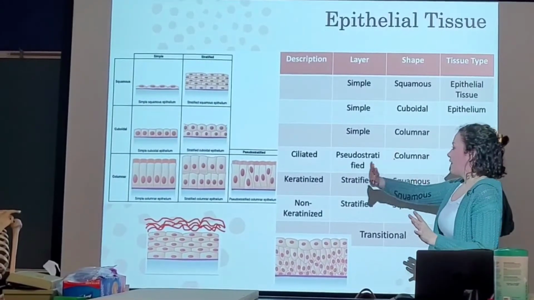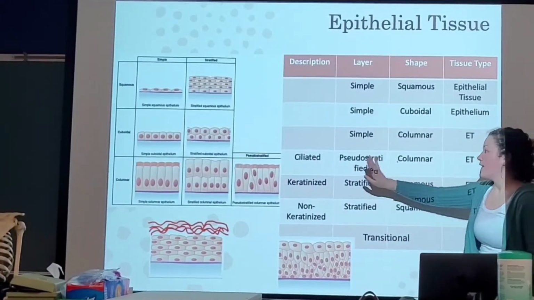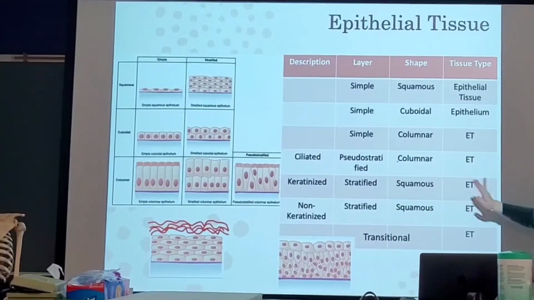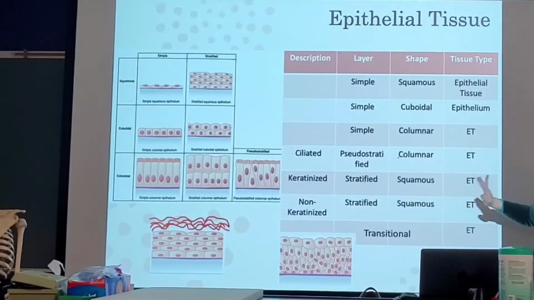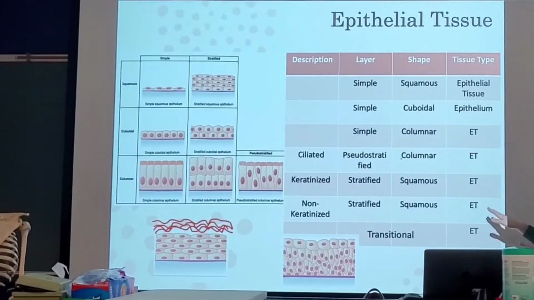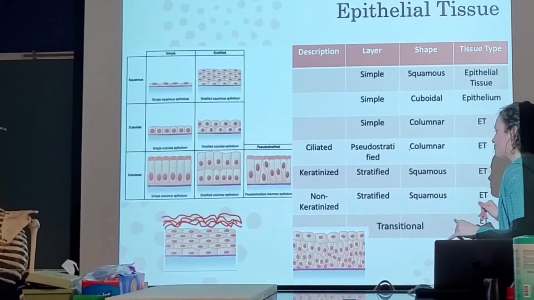So if you see the cilia on the columnar cells, it's ciliated pseudostratified columnar epithelial tissue. If you don't, it's just pseudostratified columnar epithelial tissue. Now this tissue is typically found in the trachea, okay?